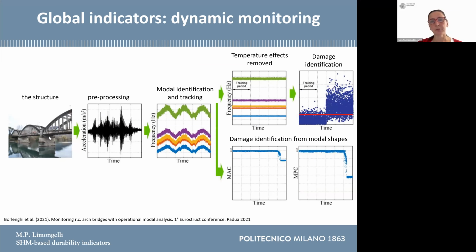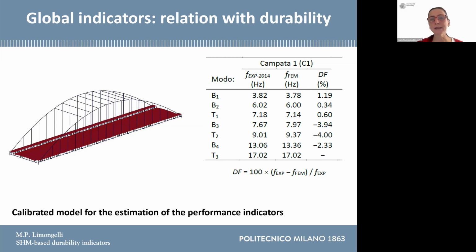We have the bridge, we measure signals, we make some pre-processing to reduce the uncertainty from the signal. We remove the effect of environmental sources like temperature. For example, here you see the modal frequencies that change with temperature. And when we remove the effect of temperature, there are methods that allow us to identify possible changes in these frequencies that identify a damage. And we can do it through frequencies or through modal shapes. But now the question is, with the frequencies or modal shapes, I identify a variation. How is this related with durability? Because at the end, this is what we are talking about.